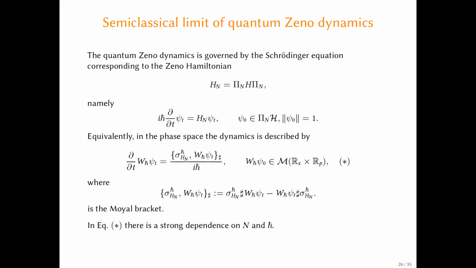Here this bracket is the Moyal bracket, namely the Moyal product of the first term times the second, minus the Moyal product with the opposite order. Okay? So everything in this equation depends on N and on h bar. So it is a very complicated equation to start with. So what happens to the solution of this equation when h bar goes to 0 and N to infinity with the product fixed?